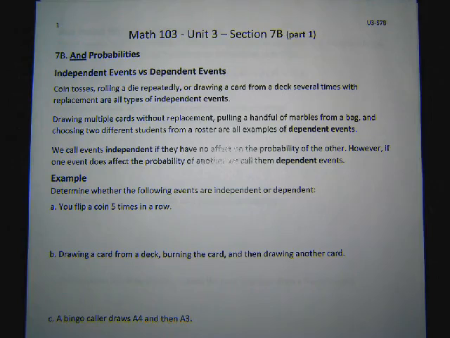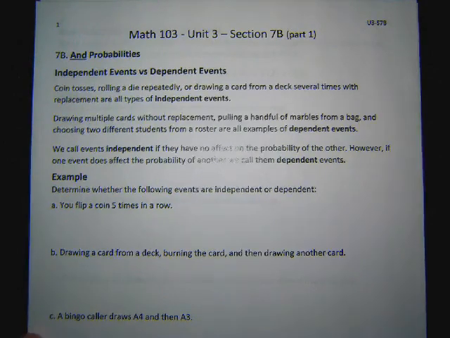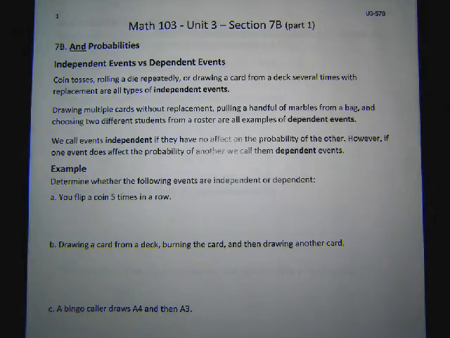So coin tosses, rolling dice, drawing a card from a deck if you replace after each draw, these are called independent events. Now, if you draw a card without replacing it, so you pull out each card without putting them back, or you pull a handful of marbles from a bag all at the same time, or if I'm choosing 2 different students from a roster for helping with a project, these would be dependent events. What's the difference between independent and dependent?